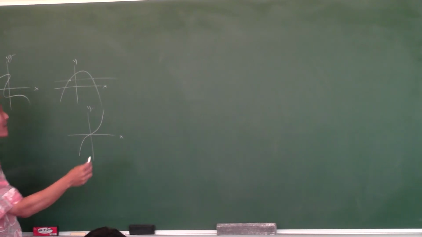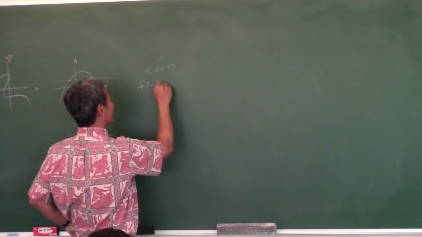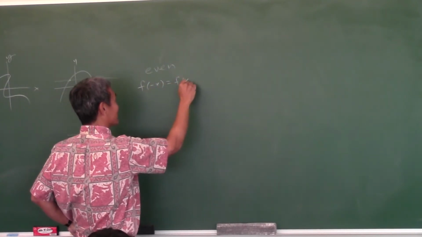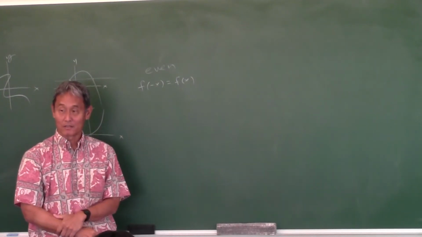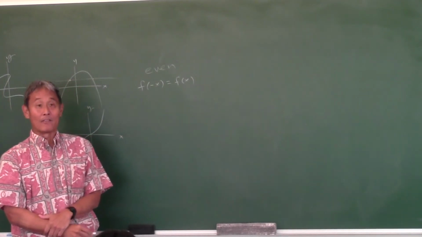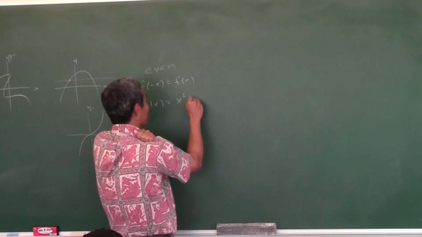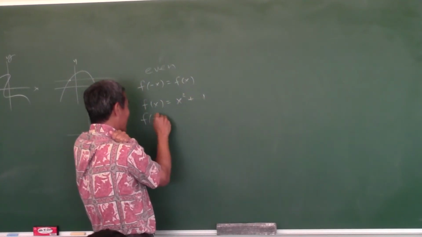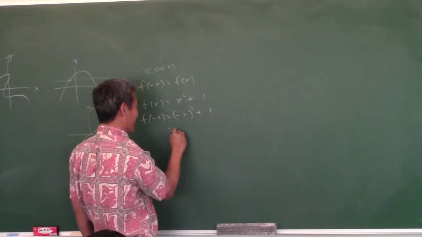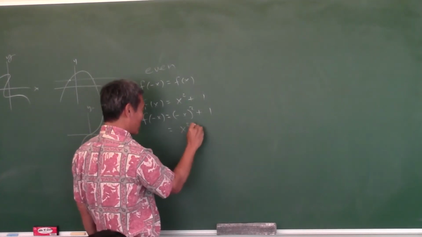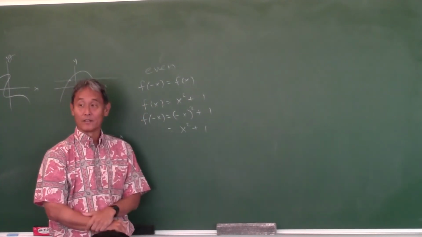Now, what is an even function? By definition, f of negative x equals f of x. In other words, if you plug in negative x for x, you get the same thing you started with. Let me give you an example. f of x is equal to x squared plus 1. If you plug in negative x for x, like this, and simplify it, you get x squared plus 1. Is that the same as the original? Yeah, so therefore it's even.